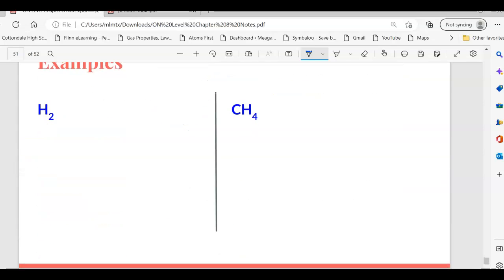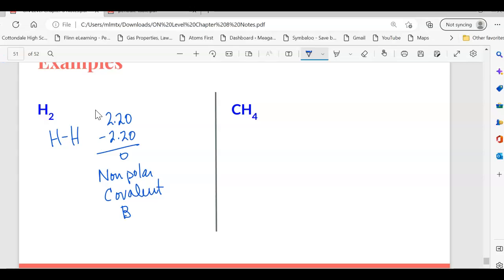Okay, so let's look at some examples here. For our examples, we have H2. This means we have an H bonded to an H. If I do the electronegativity difference, 2.20 minus 2.20, I get 0. So that is not going to have a difference of electronegativity. The electronegativity difference is 0. So this is a nonpolar covalent bond.